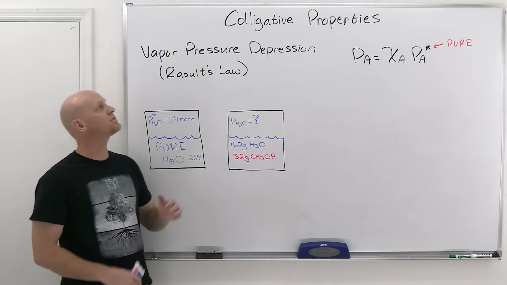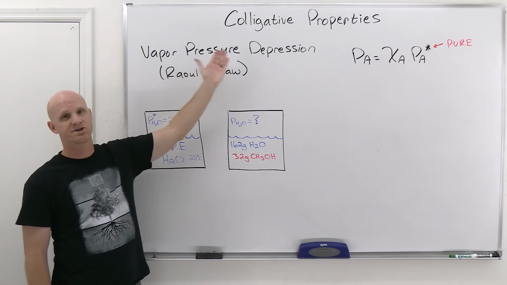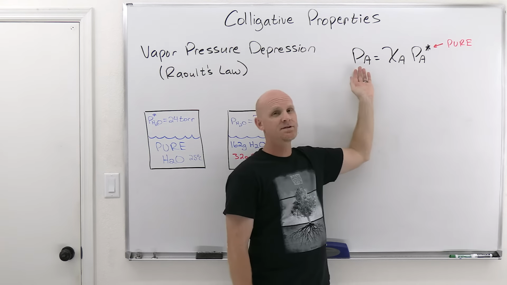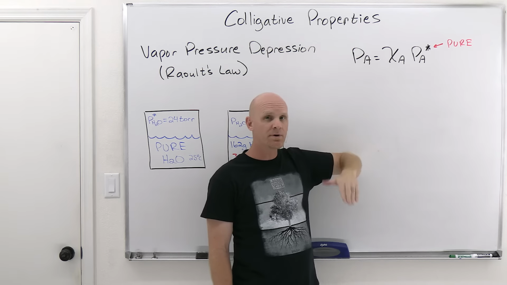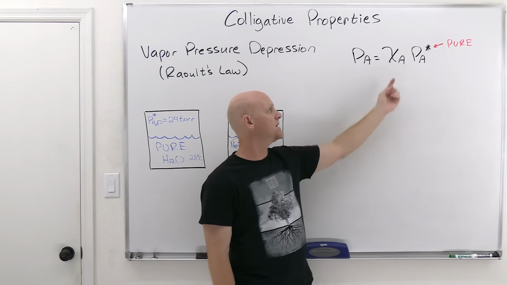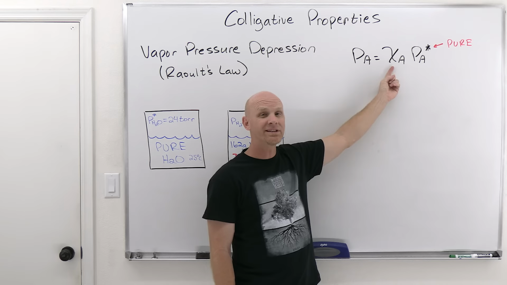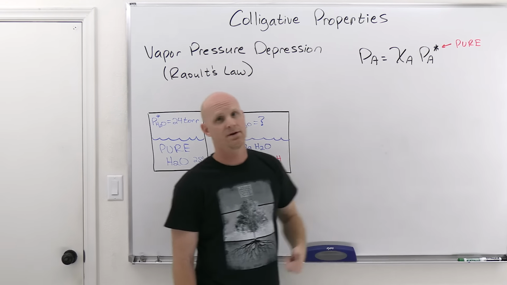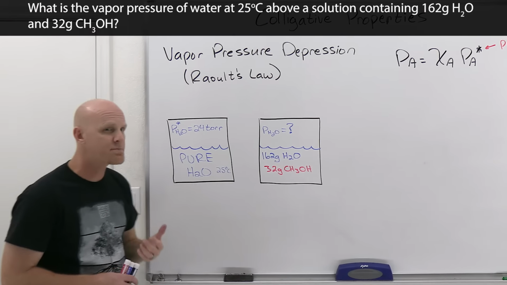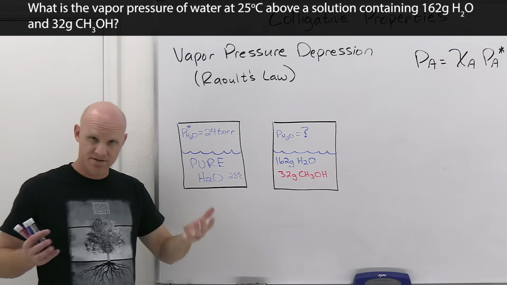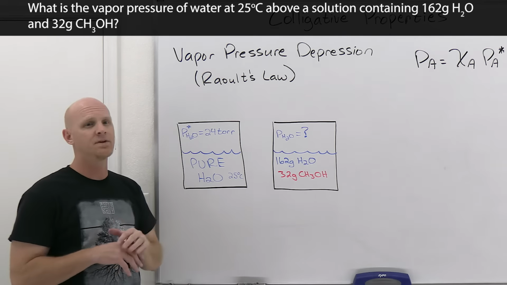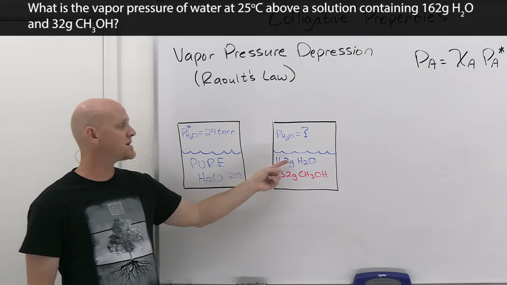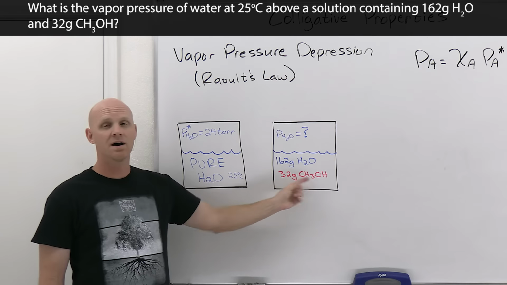Okay, so the next colligative property here, vapor pressure depression, depicted by Raoult's law. Raoult's law says that the partial pressure or vapor pressure above a liquid solution is going to equal the mole fraction of that particular liquid times its vapor pressure when pure. The question we're going to look at here is, what is the vapor pressure of water at 25 degrees Celsius? Because vapor pressures are totally temperature dependent. But at 25 degrees Celsius above a solution containing 162 grams of water and 32 grams of methanol.